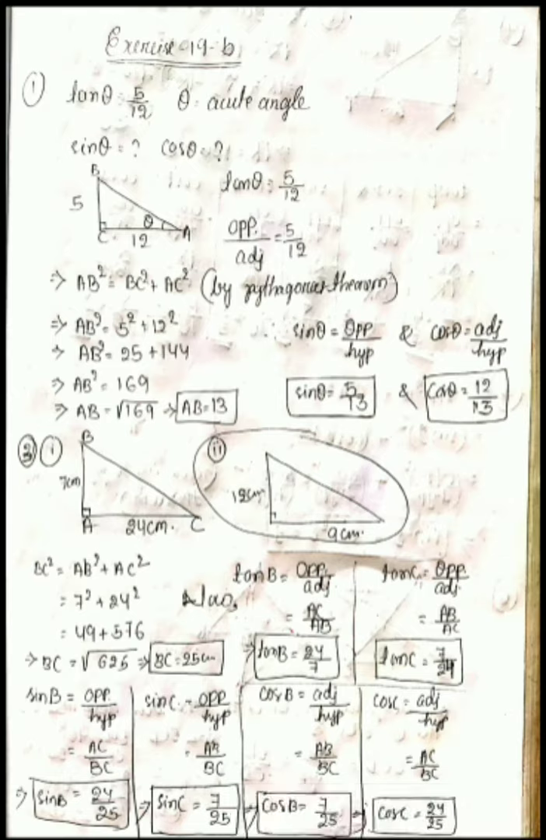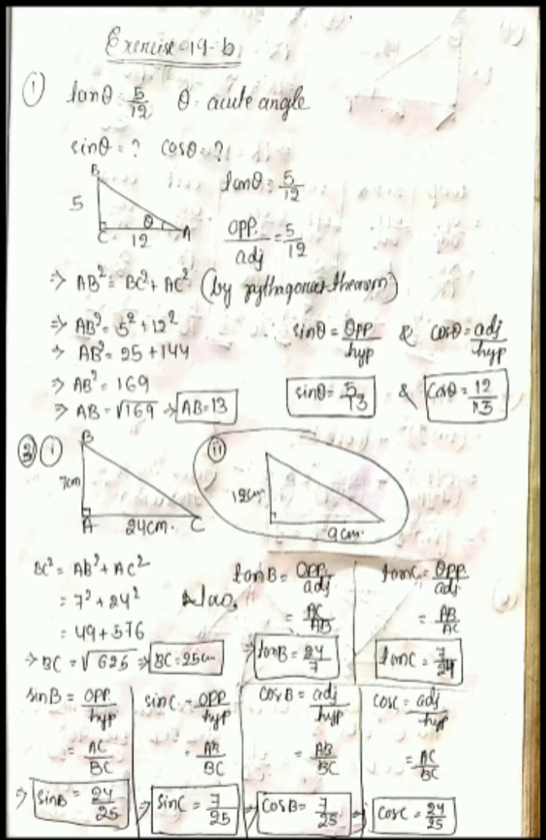Number 1. In triangle ABC, right angle at angle A. That means you have to take triangle ABC with the right angle at angle A. And what do you have to find out? Tan theta, sin theta and cos theta. Here the angles B and C are given. That means tan B and tan C, sin B and sin C, cos B and cos C you have to find out. So let us do number 1.